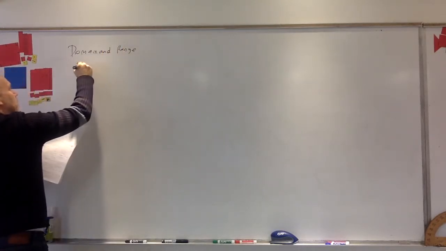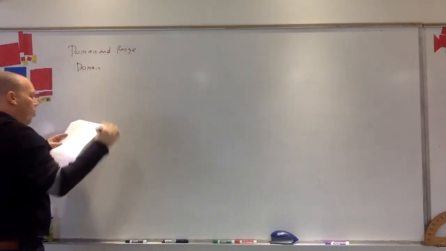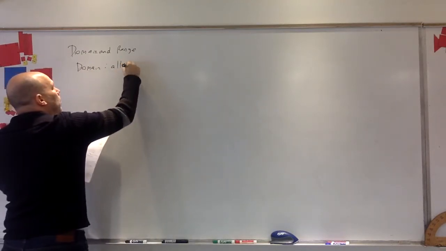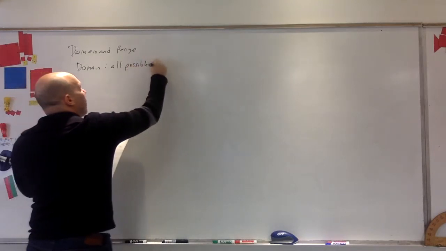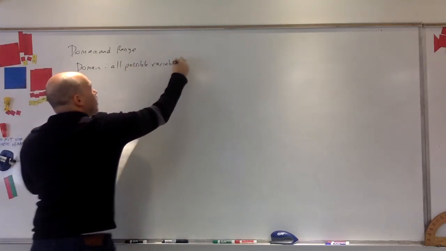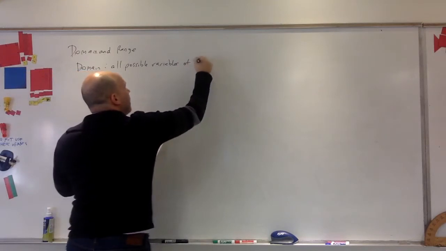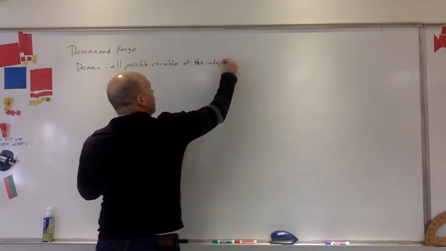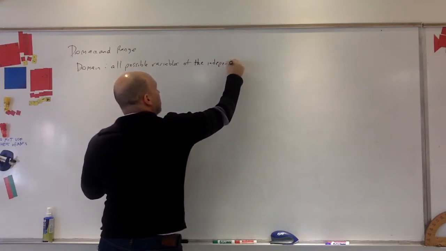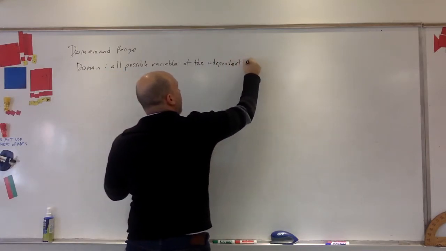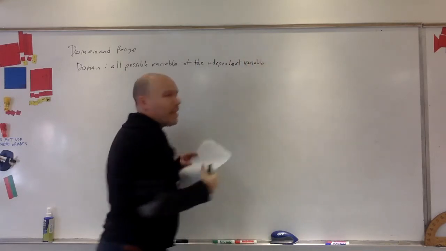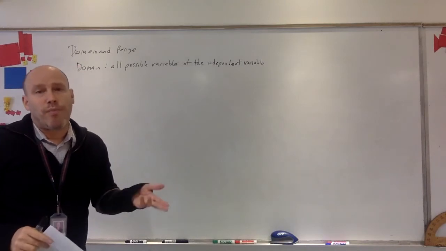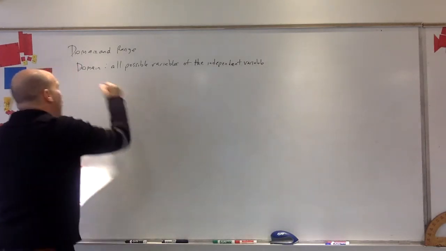So, the domain is all possible values of the independent variable, generally like the x, t for time, and in the last problem, number of people.